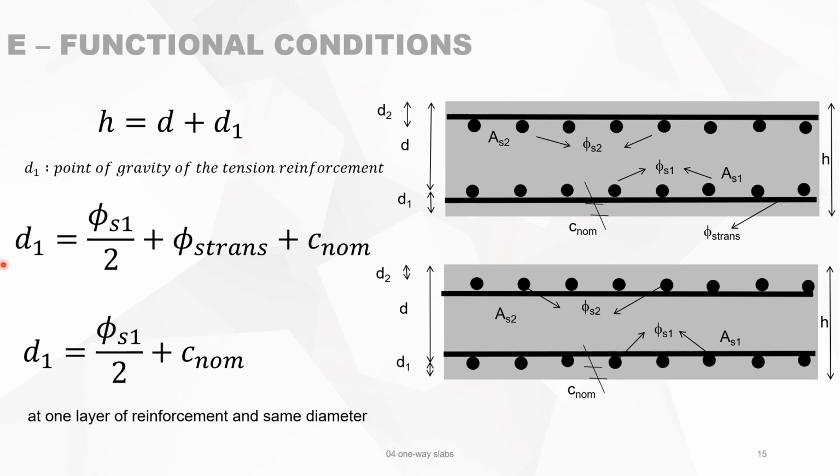Then the point of gravity is of course half of the diameter plus the diameter of the transverse reinforcement plus the nominal concrete cover. When you are dealing with the real bottom layer of reinforcement, in this direction, then of course the point of gravity is only half the diameter plus the nominal cover.